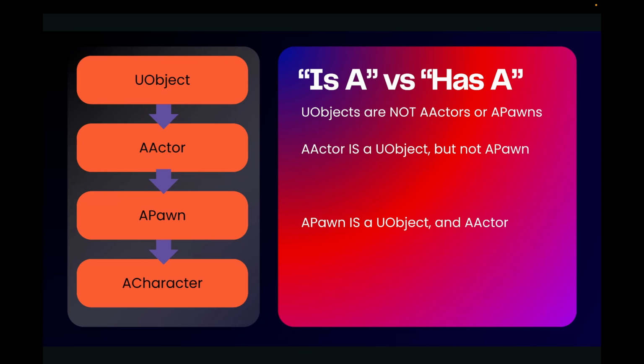Now there is a relationship here. Objects are not actors or pawns. They're the base. However, an actor is an object. So actors are objects, but they're not pawns, right? And then a pawn is an object and an actor. So if you go up the line, or up the family tree, or down the family tree, I guess you'd say, you get the is a relationship. So a pawn is an actor and is a UObject, but not the other way around.